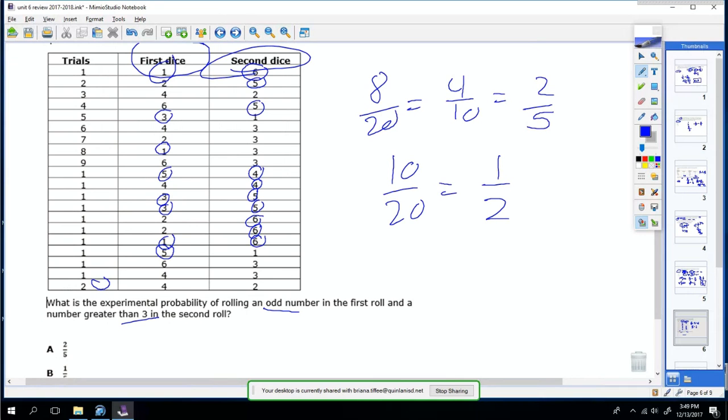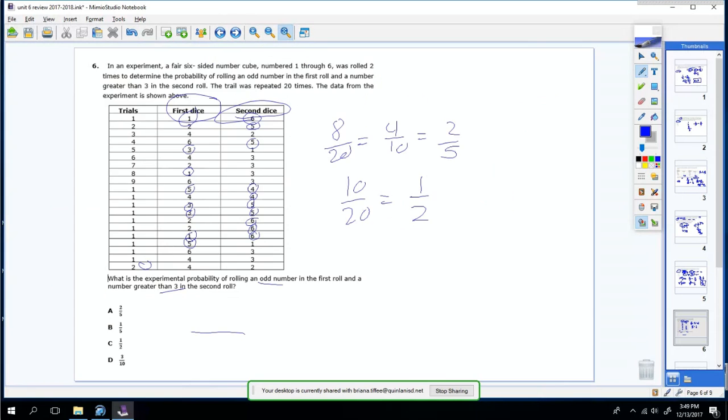So you want to find the probability of them together. So you're going to do 2/5 times 1/2, which is 2/10, or 1/5. So the answer is B.